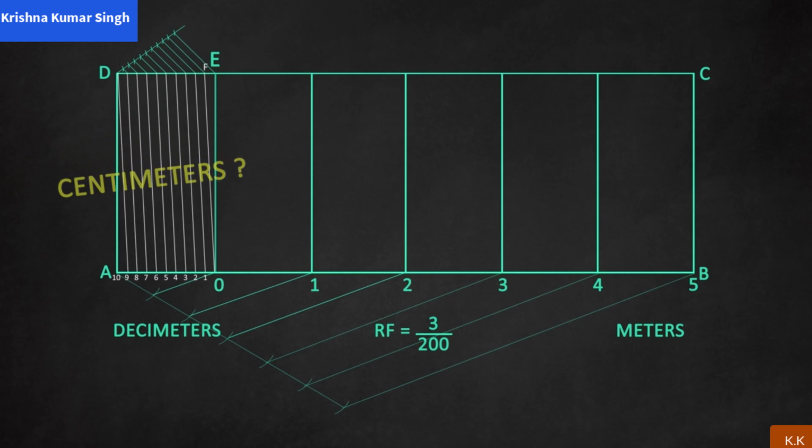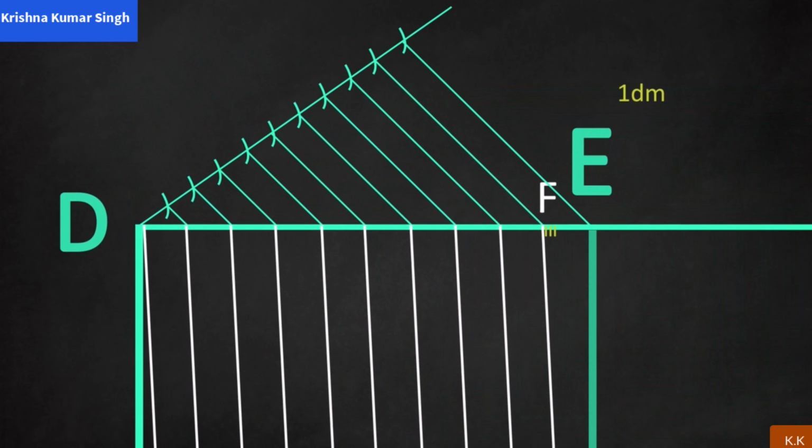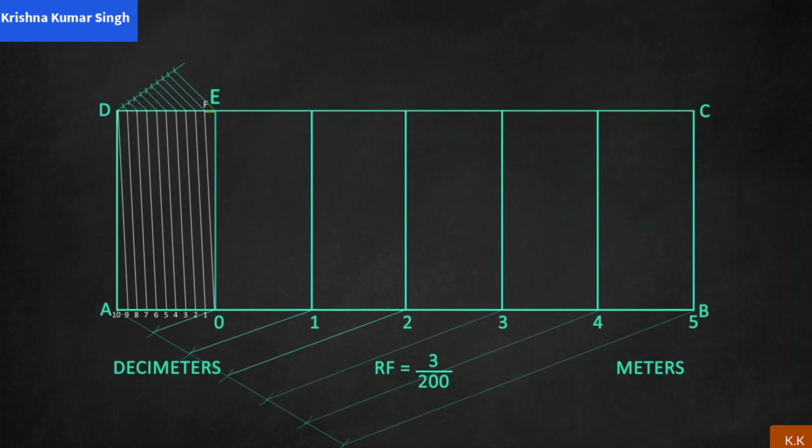Well, we may get a doubt about why we have joined the lines diagonally for subunits. There is a reason for that. In order to represent centimeters on the scale, we need to divide the decimeter section into 10 equal parts, because 1 decimeter is equal to 10 centimeters. But it doesn't look good and we might actually not be able to see them, as they will be very close. So, we have to think in a different way to represent centimeters.